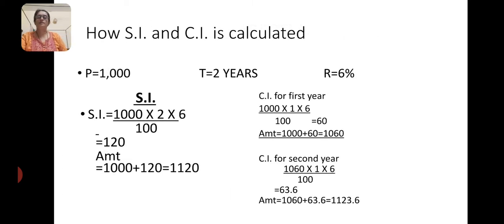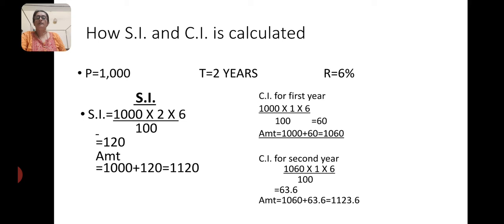We'll see how simple interest and compound interest are calculated. So we'll take one basic example here. Principal is 1000 rupees, term is 2 years and rate is 6%. We'll see how simple interest and compound interest are calculated differently, and what is the difference between them.